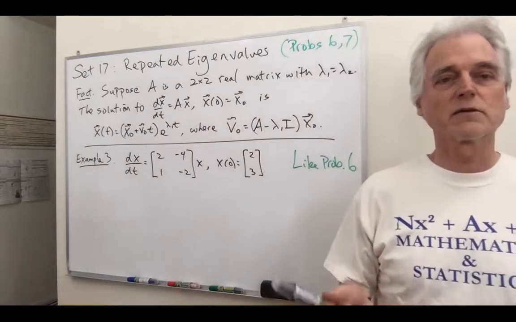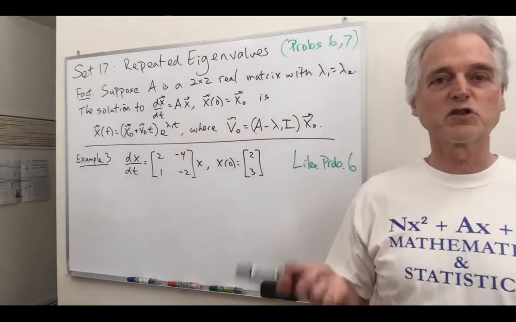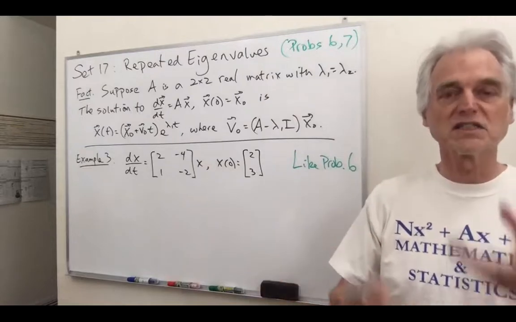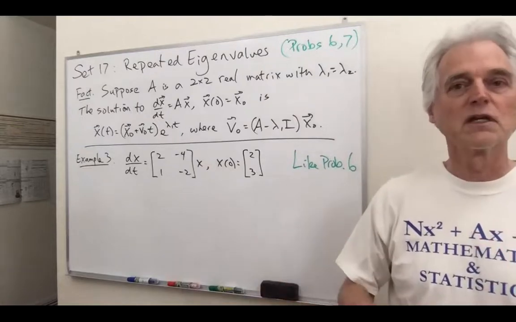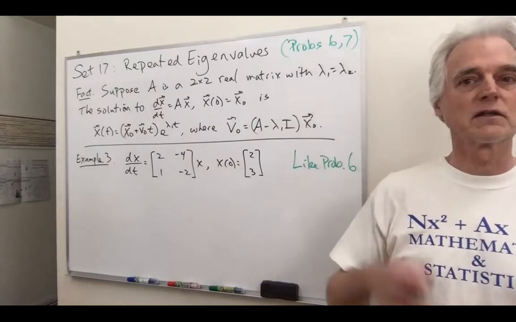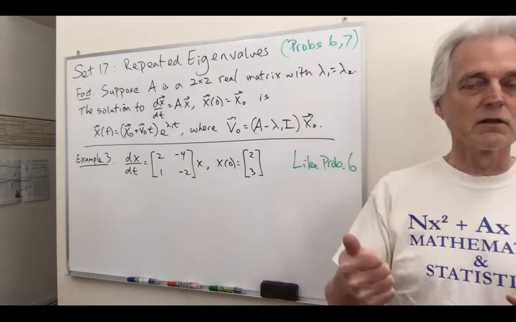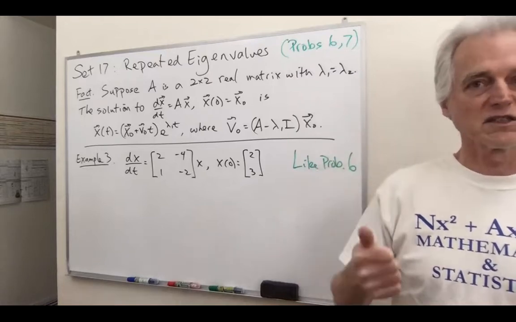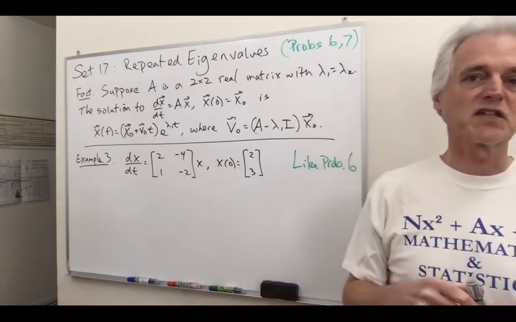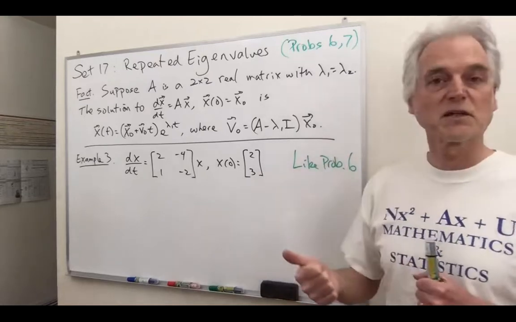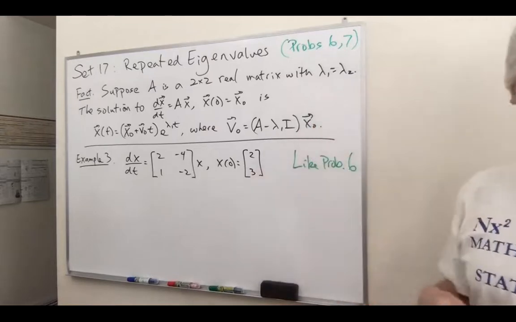We've talked about eigenvalues of a 2 by 2 matrix. The eigenvalues are solutions to a quadratic equation in lambda, the eigenvalue. So the eigenvalues are either real and distinct, or repeated and real, or a complex conjugate pair. So we've dealt with the distinct real, the complex conjugate pair, and now we have the repeated real.